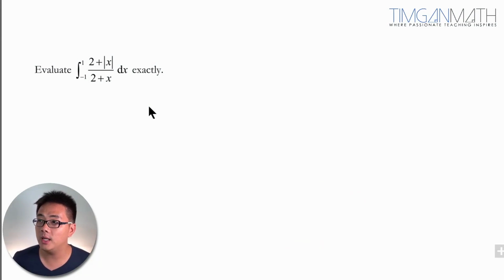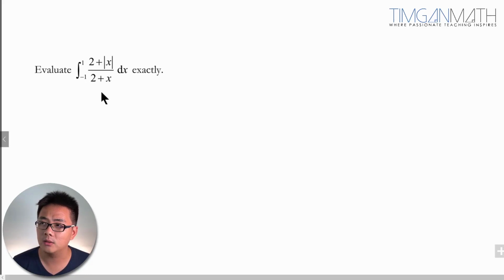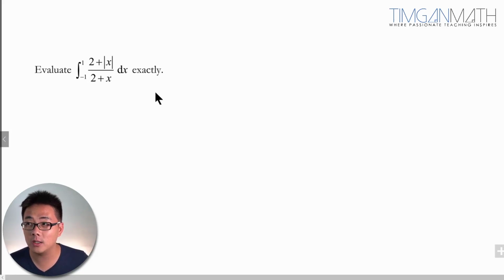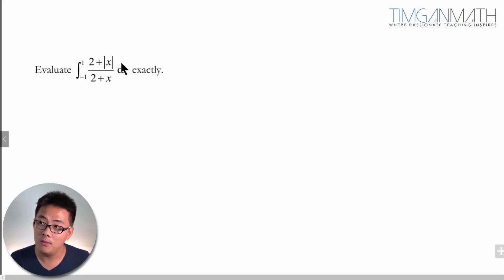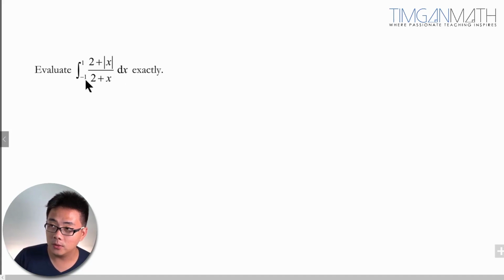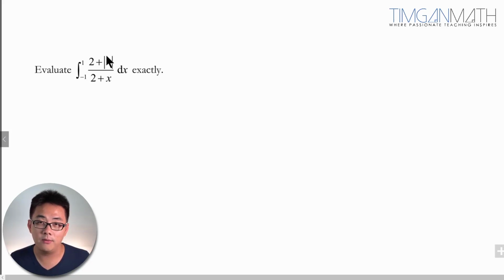You're asked to evaluate this function here, 2 plus mod x over 2 plus x, exactly. The problem with this question is a lot of times students don't understand that you need to sketch this graph, because without sketching the graph you won't know what area you are taking, okay? And by sketching the graph you also need to know what are the equations which are involved.